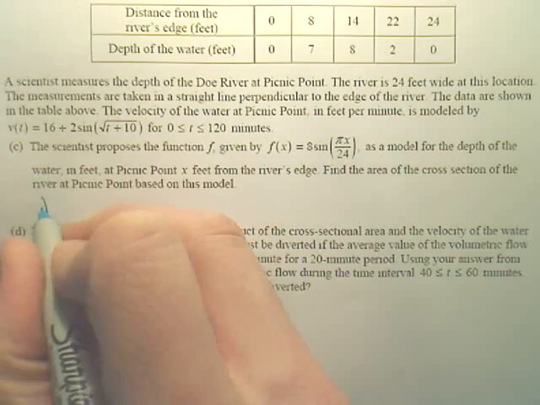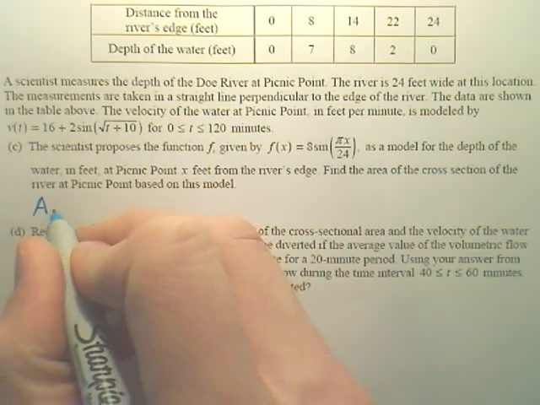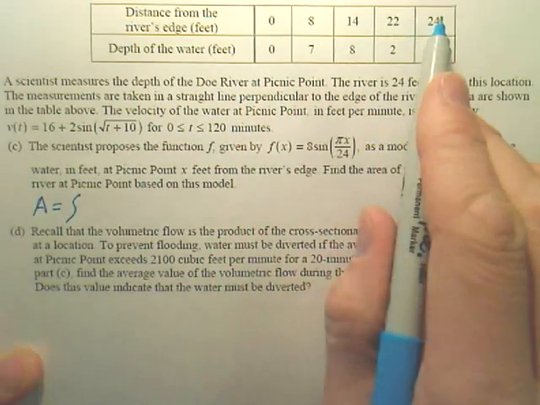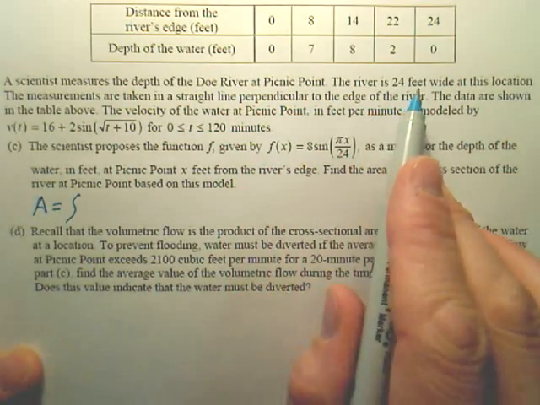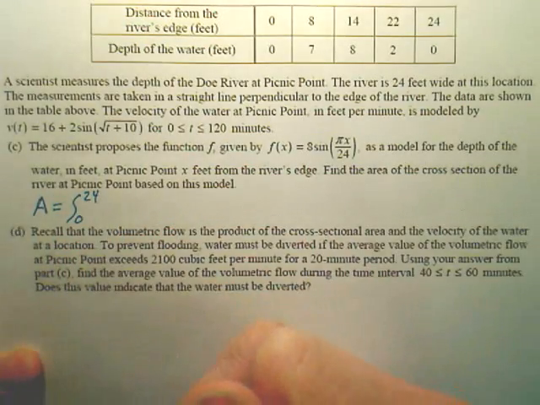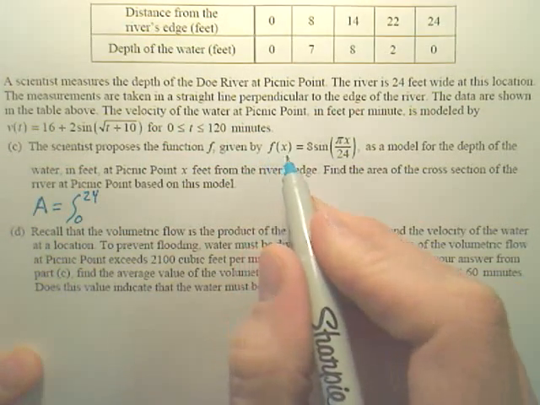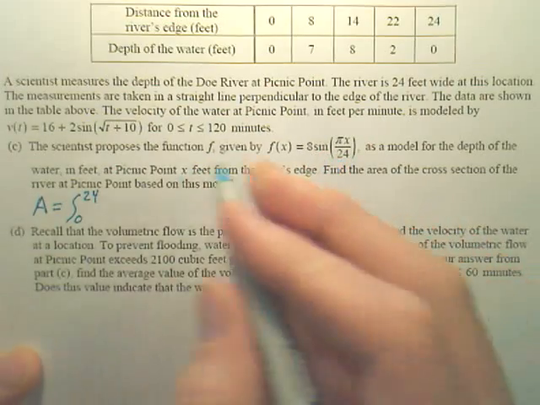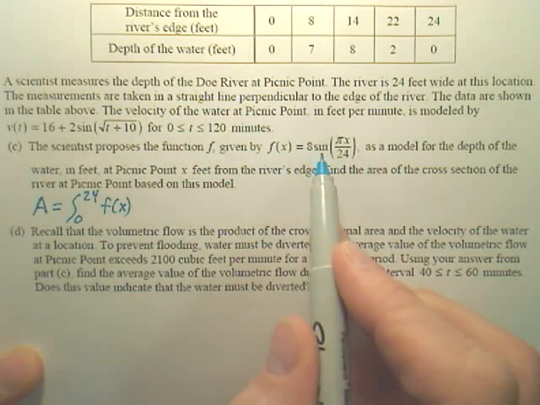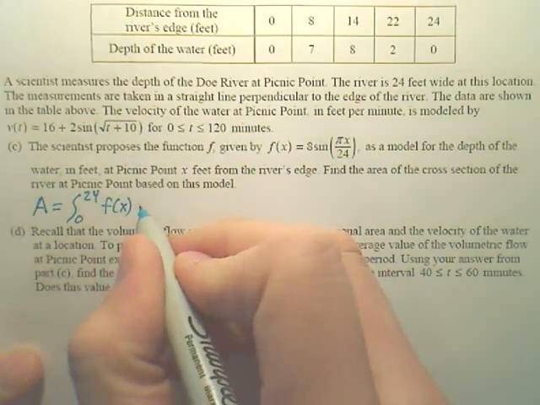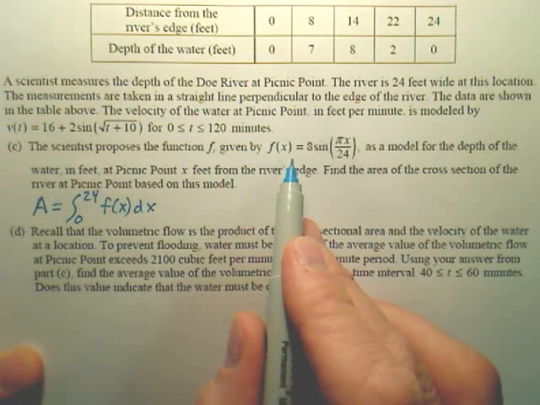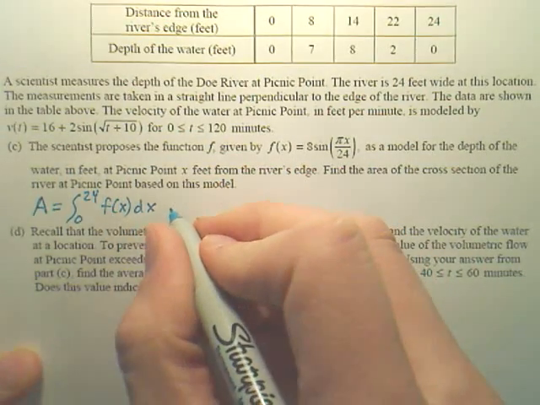So area is simply going to be an integral. Now, for here, wasn't it from 0 to 24? Wasn't the river 24 feet wide? So this is going to be from 0 to 24. And isn't your function f of x? So instead of writing this, could I just simply put f of x? Isn't that given? And wouldn't this be dx? f of x is given. There it is. And then I want my answer.